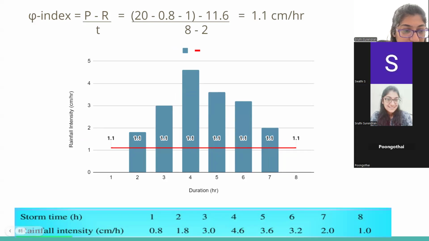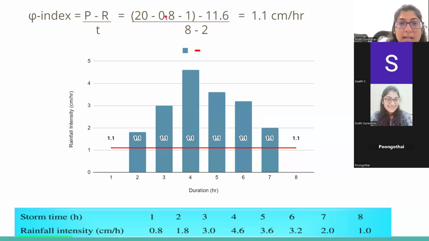That is, this value 0.8, which is less than 1.1 centimeter per hour, and 1, which is less than 1.1 centimeter per hour. And also remove that duration from the calculation. It is helping us to determine the rainfall excess. Since these two values are not going to contribute to the rainfall excess, what you have to do for an accurate estimation is remove all those rainfall intensities which are less than the phi index value that is calculated first, that is 1.05, and then after removing, you have to do the calculation again.